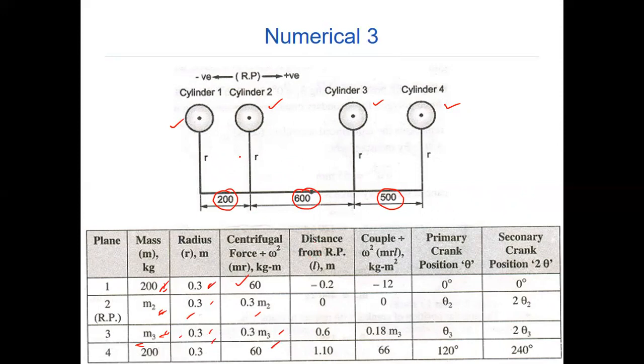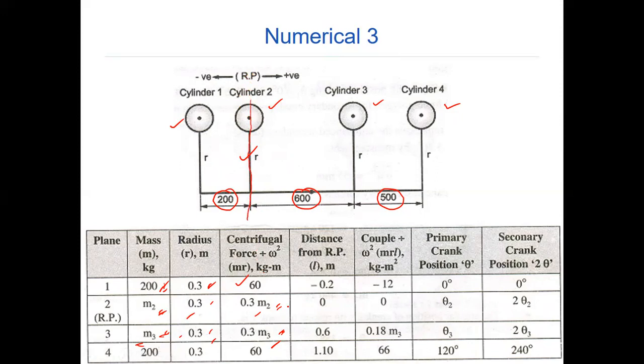We are taking this as a reference. Why are we taking this as a reference? In the centrifugal force, there are 2 unknowns. You have to bring any one to 0 in the couple. Then you have to take distance. You have to take reference as 2 or 3. Anyone you can take as reference. Now we are taking 2 as the reference, right?